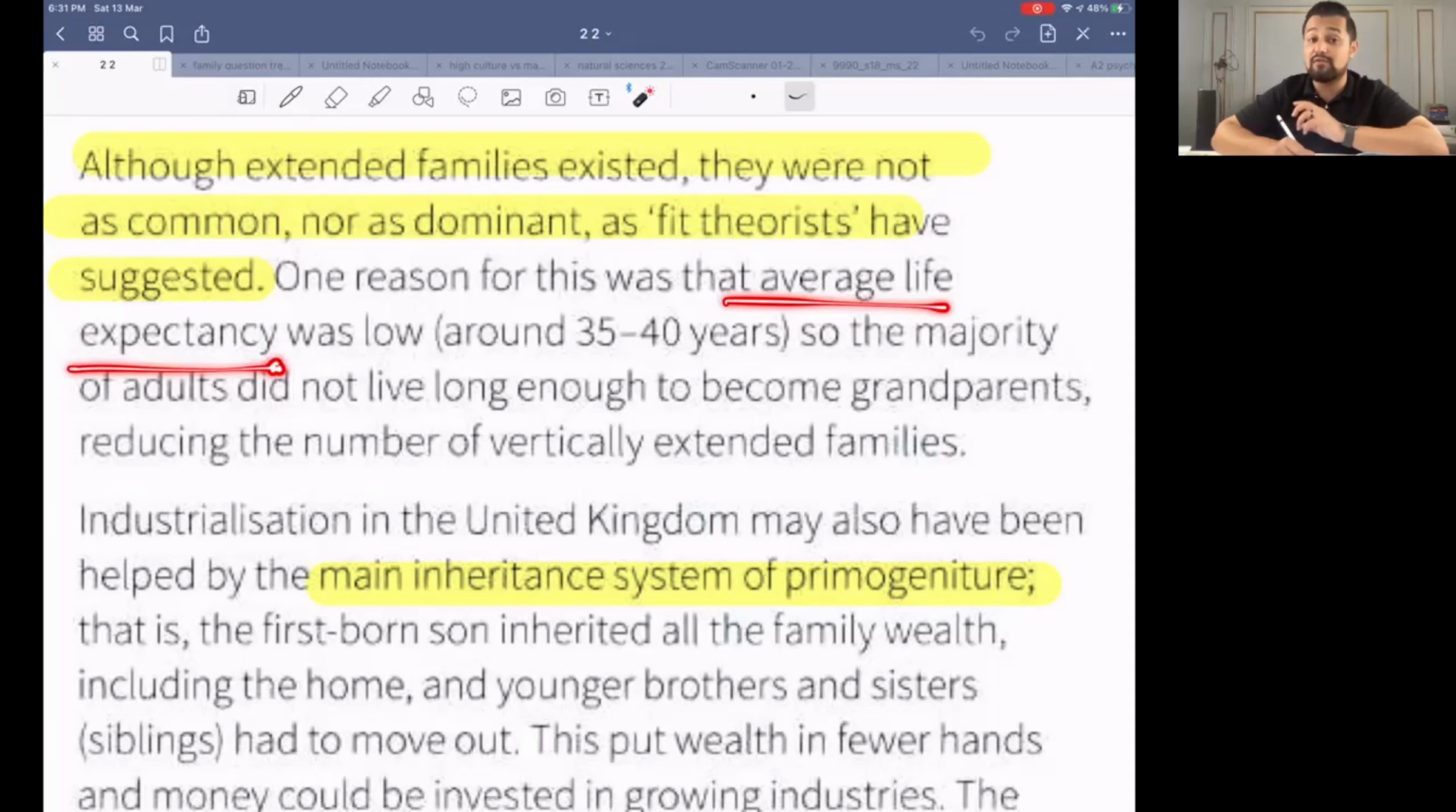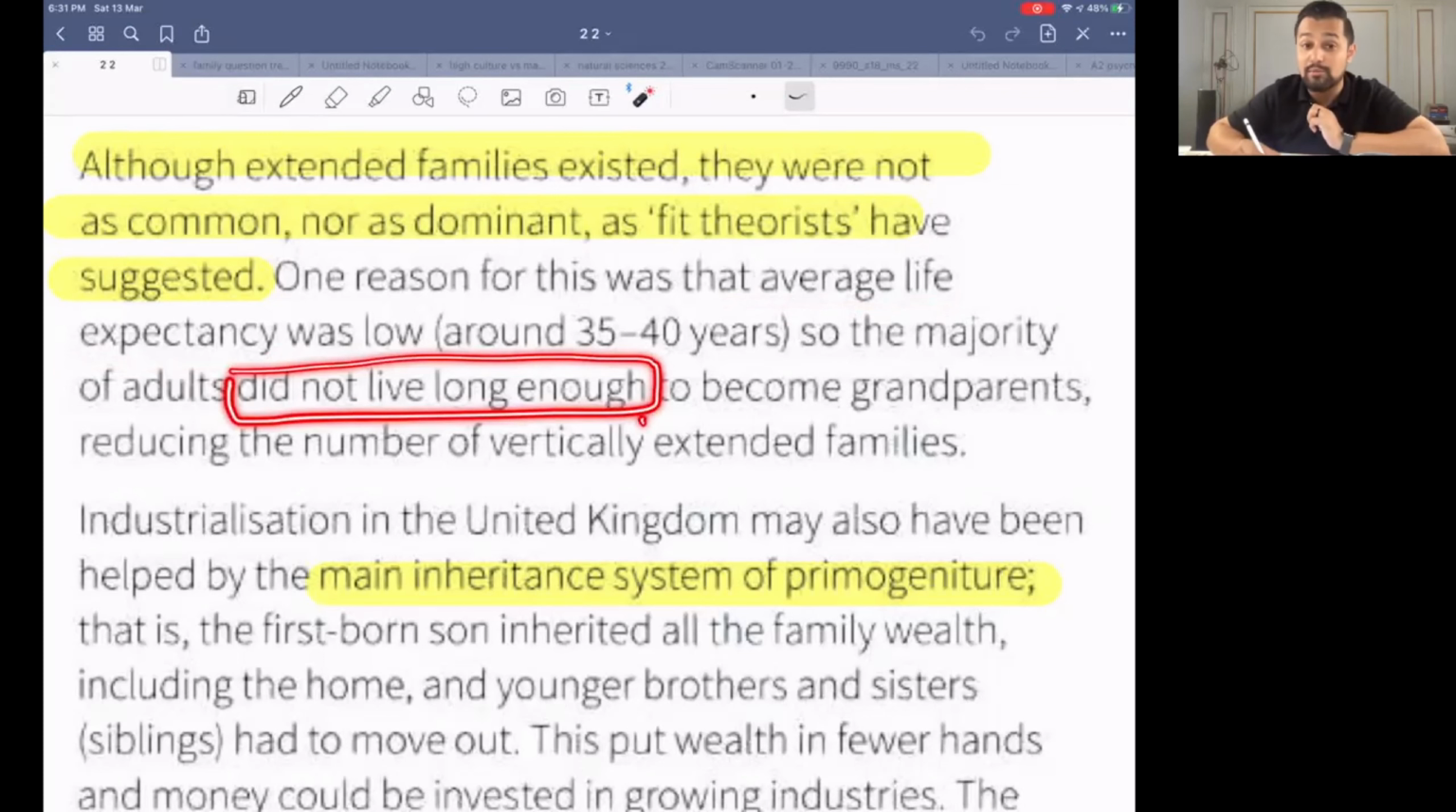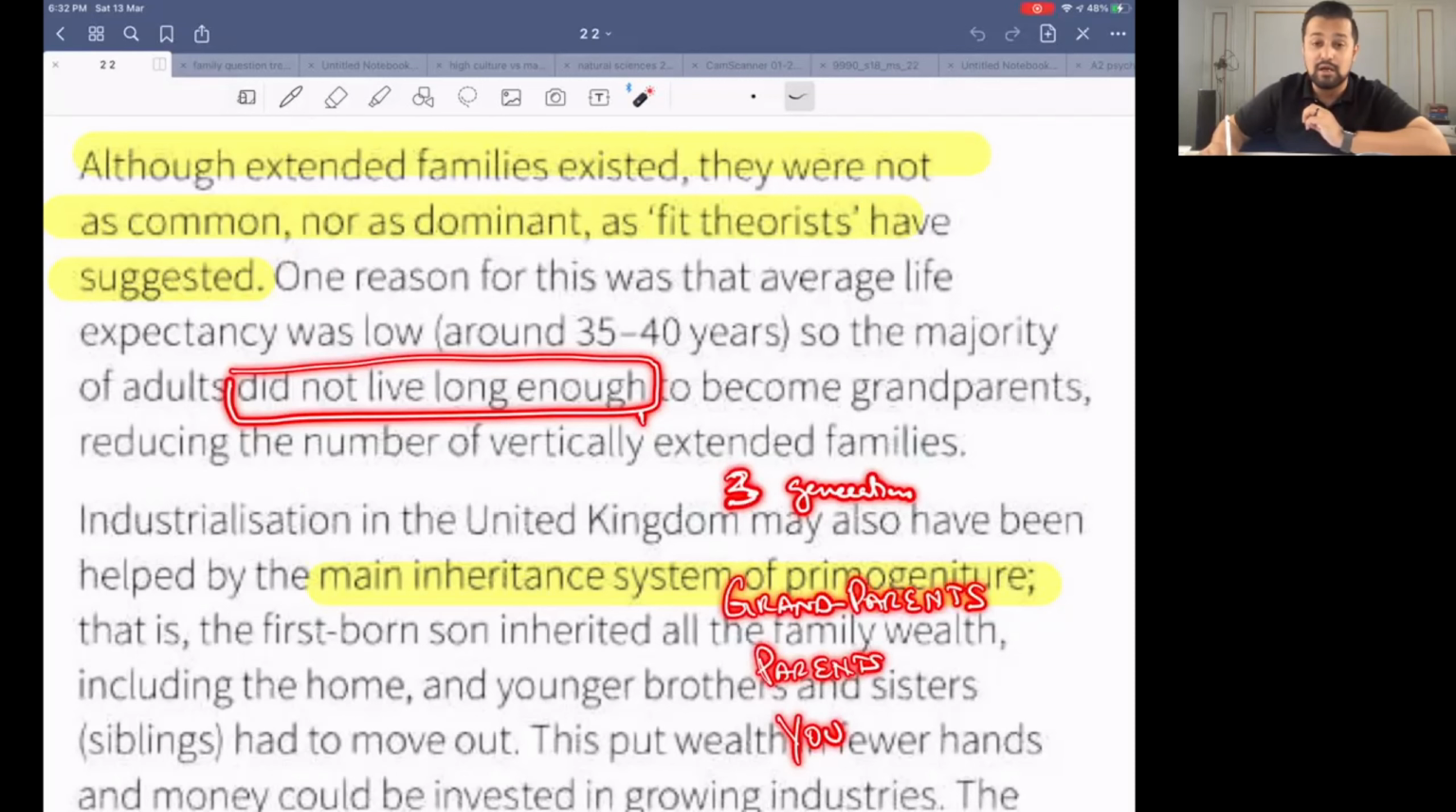One reason for this was that average life expectancy was low, around 35 to 40 years, so the majority of adults did not live enough to become grandparents, right? If they're not living long enough to become grandparents, that automatically reduces the chances of a vertically extended family. Remember, when you talk about a vertical extended family, we're talking about three generations at least, right? That is you, your parents, and your grandparents.